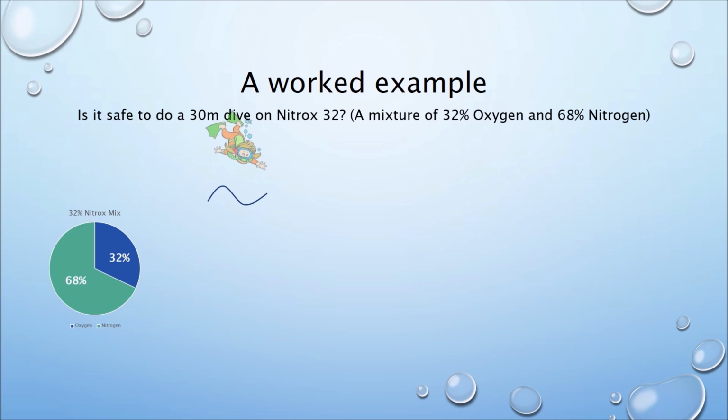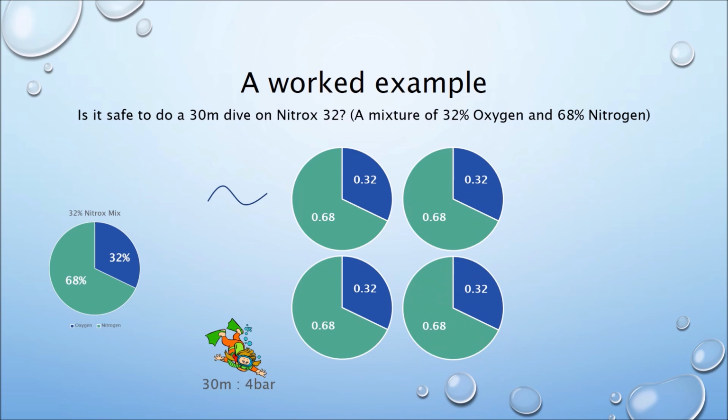So let's have a look at this. Our diver is going to go down 10 meters, 20 meters, 30 meters, and at 30 meters we're going to breathe this in at 4 bar. So it's quite simple. We're going to take 0.32, add them all together, times 4, and we'll come up with a partial pressure of oxygen now of 1.28 bar. So 1.28 bar is obviously below 1.4 bar, and we can say that the gas mix is safe to breathe in at 30 meters.